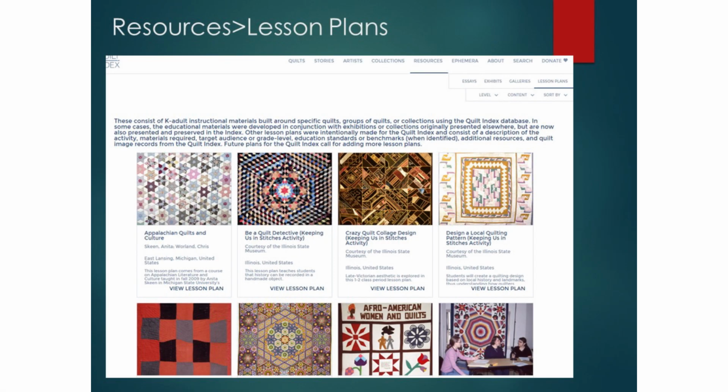Lesson plans is another. At the outset I said this is a resource for teaching and research. And when I say research, it's creative research too, getting ideas for art projects and quilt projects that you want to make. But it's also for people who, like me, don't make quilts, but study quilts. Lesson plans for teachers, K through college.